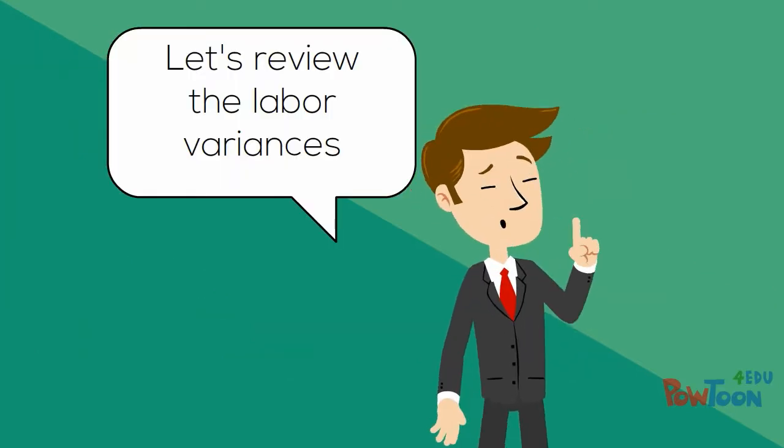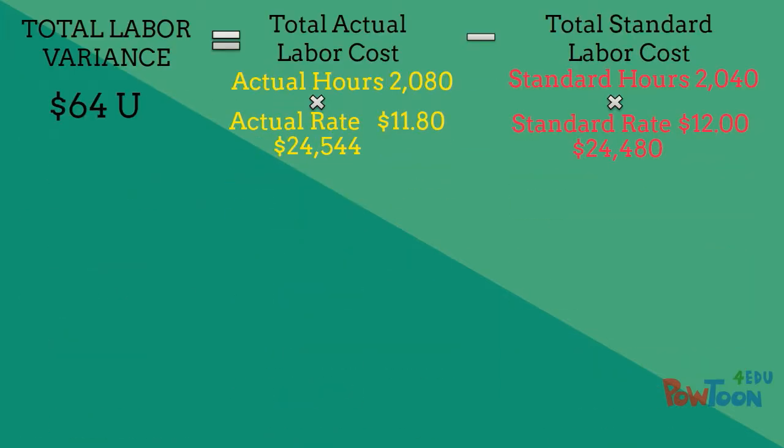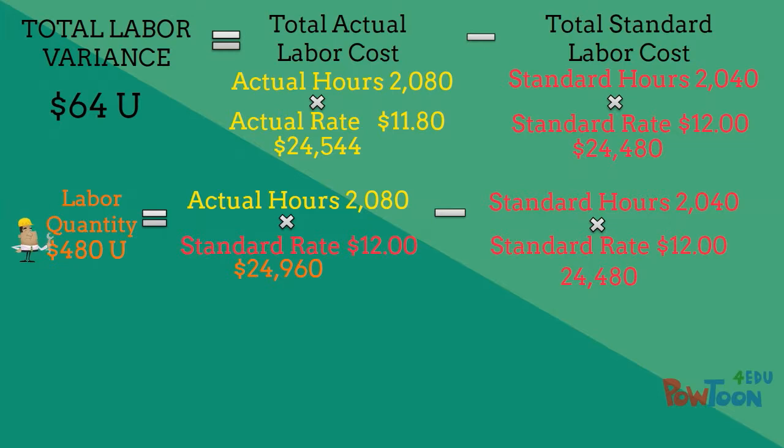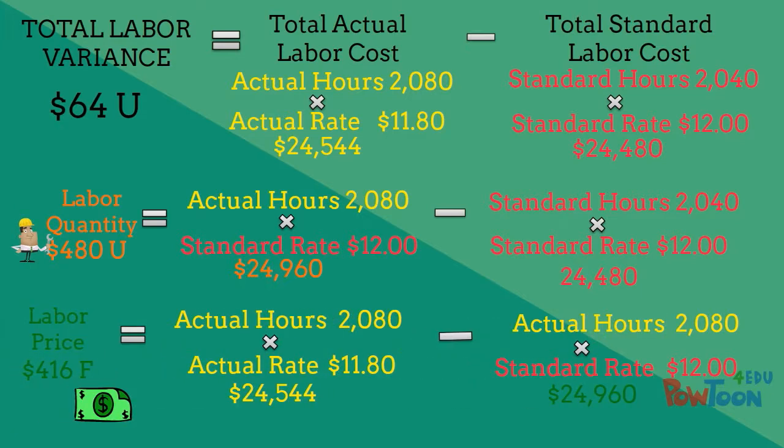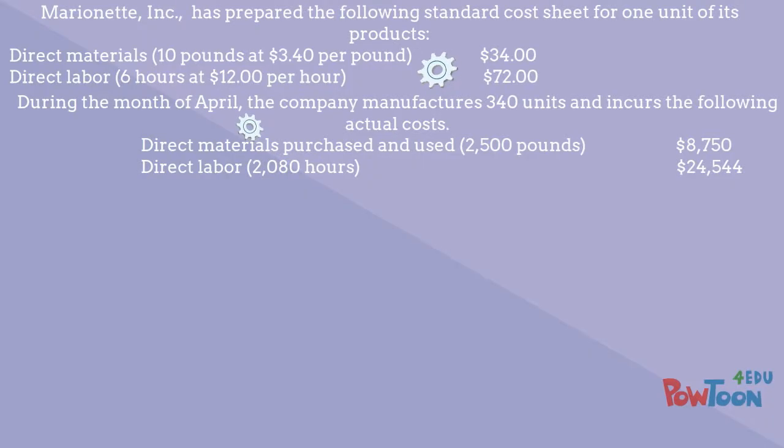Let's review the labor variances. Our total labor variance was $64 unfavorable, and when we separated the variance into the quantity and the price variances, we noticed that the labor quantity was $480 unfavorable, but that it was offset by a $416 favorable variance on the price or hourly wage rate that was incurred.